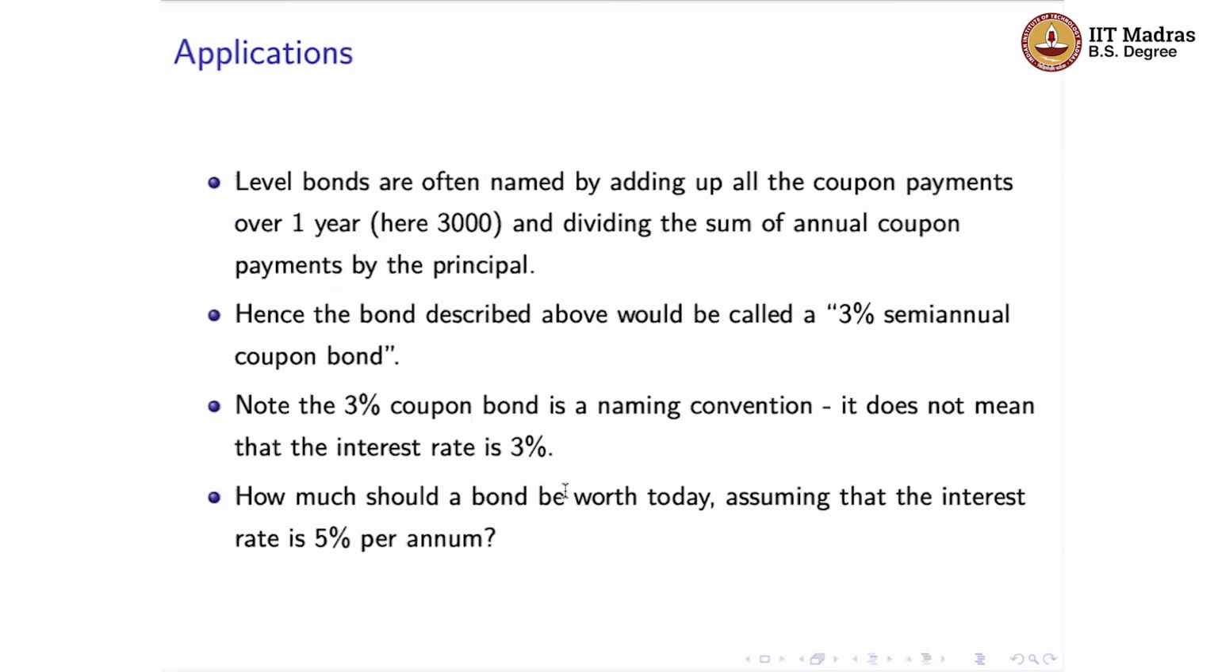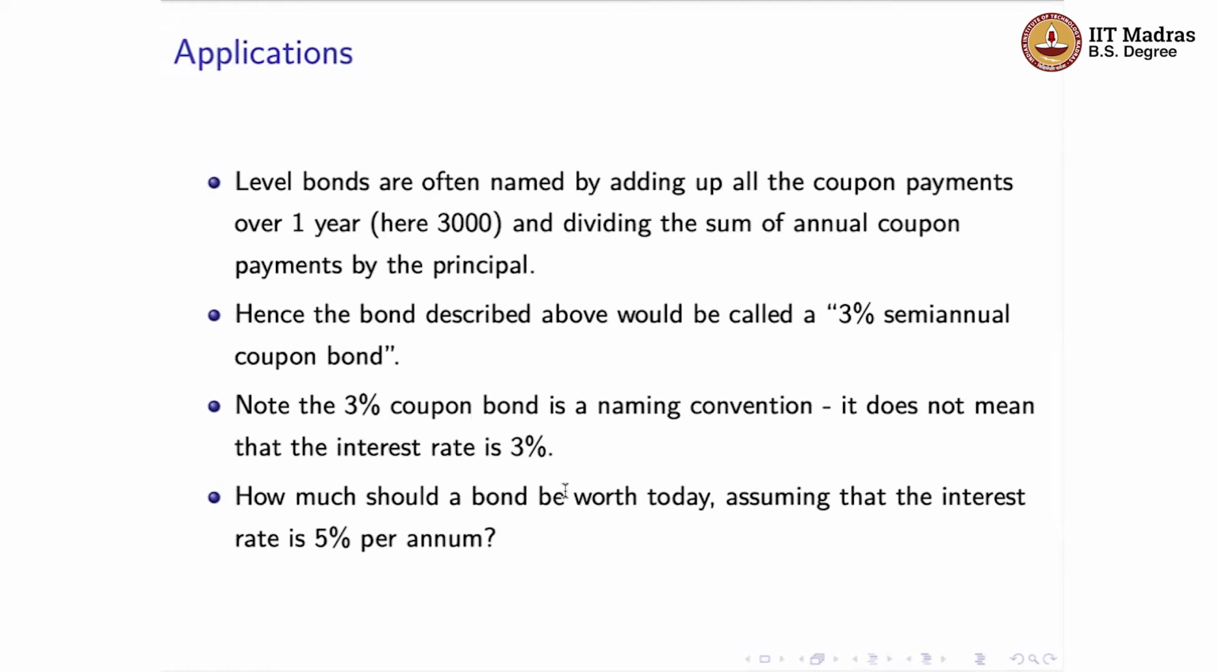Okay. So the level bonds are often named by adding up all the coupons over 1 year. So here, remember, each 6 months you are going to be paid 1500. So over the entire year, you're going to be paid 3000. And then you need to divide the sum of the annual coupon payments by the principal. So here the principal was 1 lakh. So if you divide 3000 by 1 lakh, you get 3%, right? So the bond would be described as a 3% semi-annual coupon bond, right?